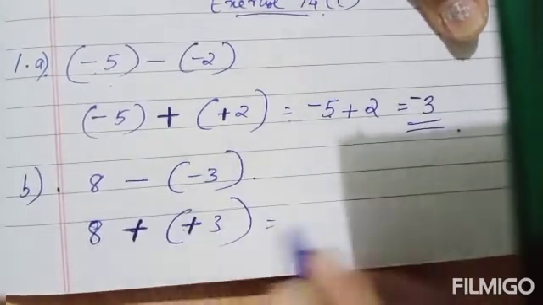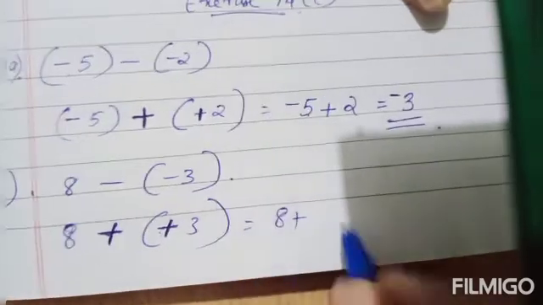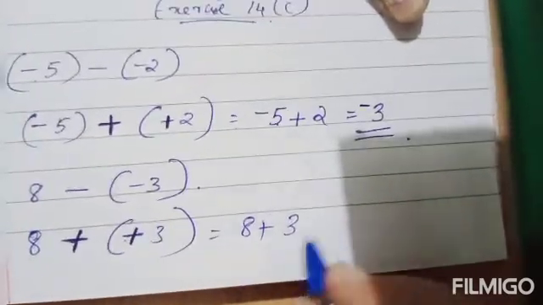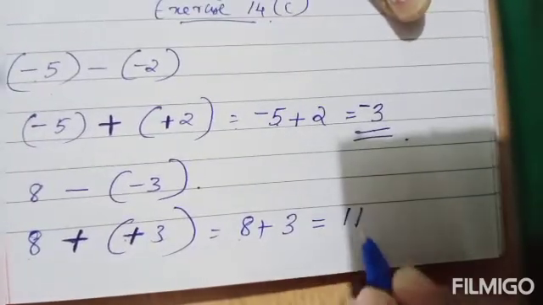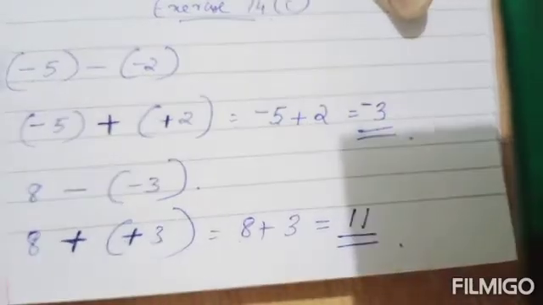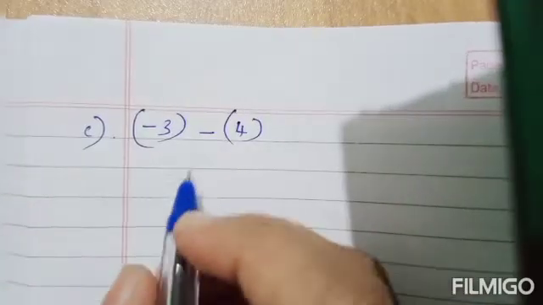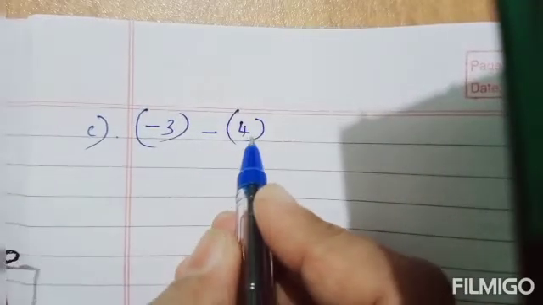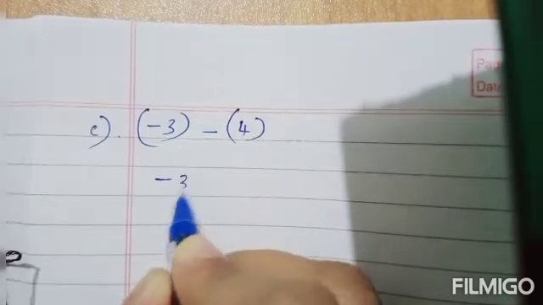Okay. Now 8 plus 3. You can just write it 3. 8 plus 3. What is 8 plus 3? It is 11. Okay. Next is C. Minus 3 minus 4. So what to do?